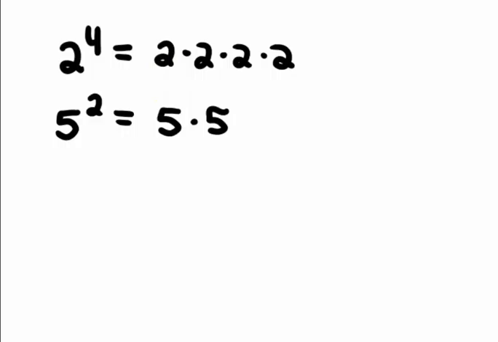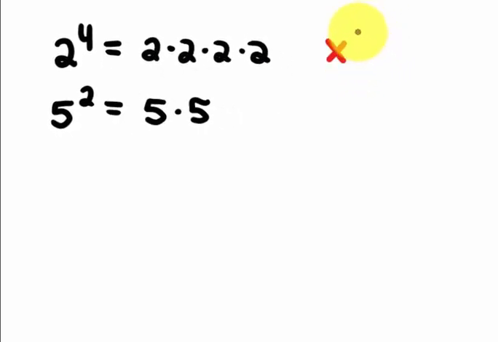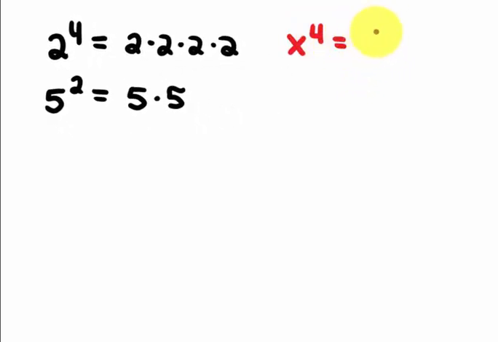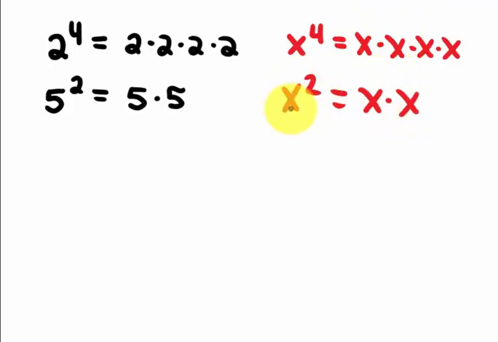Likewise, if I had some x's, or a variable like x to the 4th power, I could expand that to x times x times x times x, the base being x, and it's being used as a factor 4 times. So there it is, 1, 2, 3, 4. Or if I had x to the 2nd power, well, that's simply just x times x, the base x being used twice as a factor.